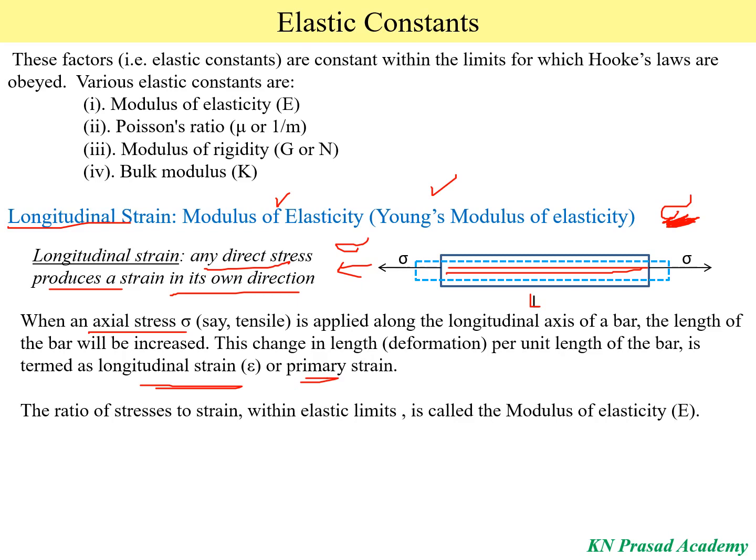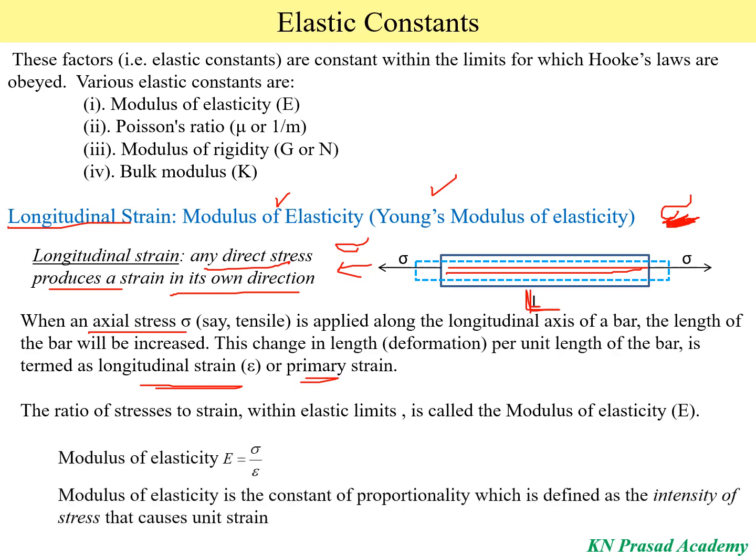So in the diagram we are applying the stresses in the length direction. Here longitudinal strain is defined as the change in length divided by the original length. The ratio of the stress to the strain within the elastic limit is a constant. That constant we call the modulus of elasticity. So modulus of elasticity is the constant of proportionality, defined as the intensity of stress that causes unit strain.